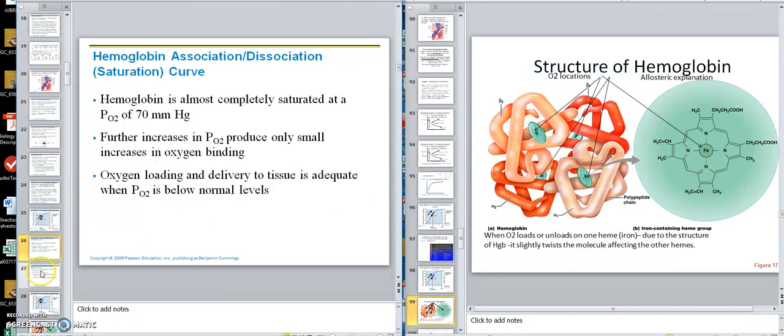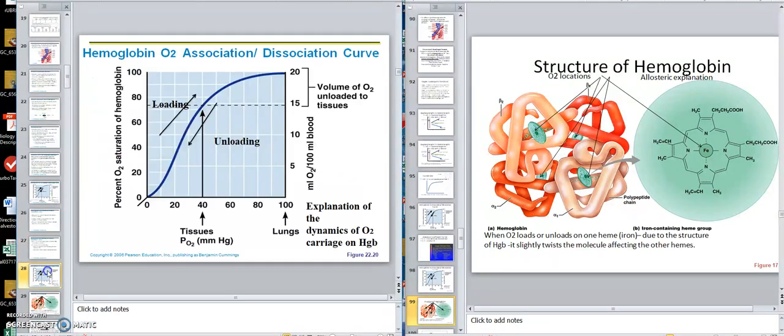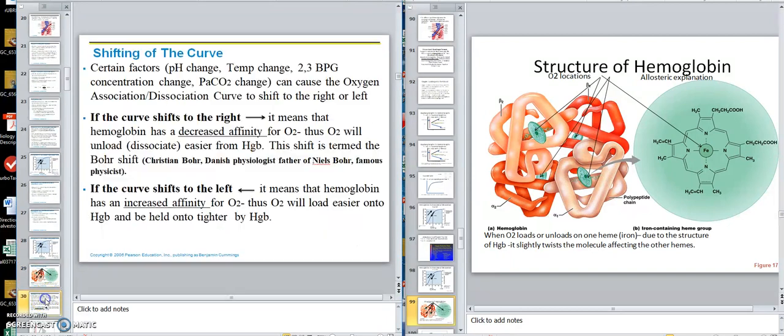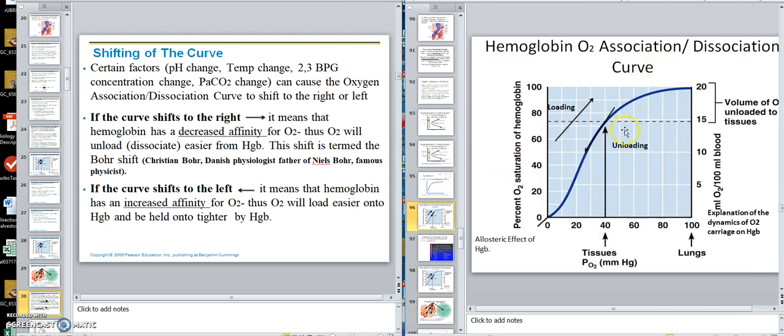Now, we go a step further. I want to get to the fact that the oxygen dissociation curve can shift. Right here, this is a static curve. But I want to talk about a curve shift. So we're going to start another video, and we're going to look at a curve shift and apply it to the oxygen dissociation curve.